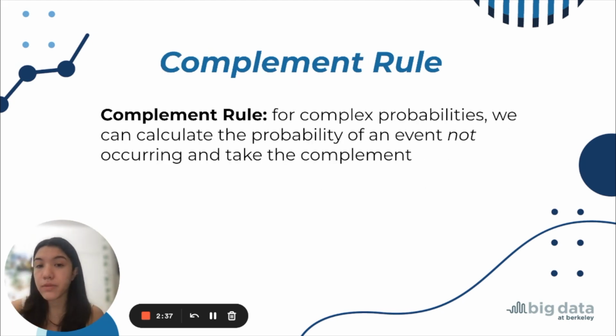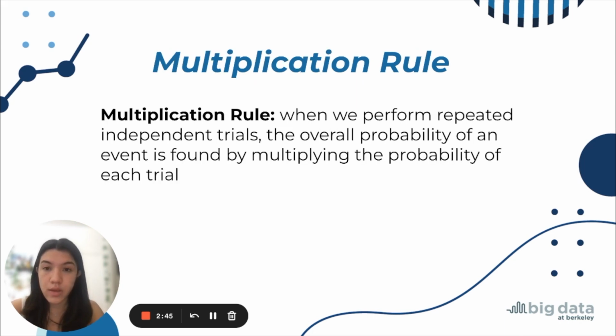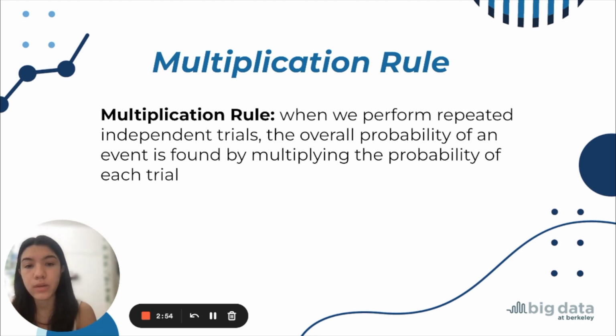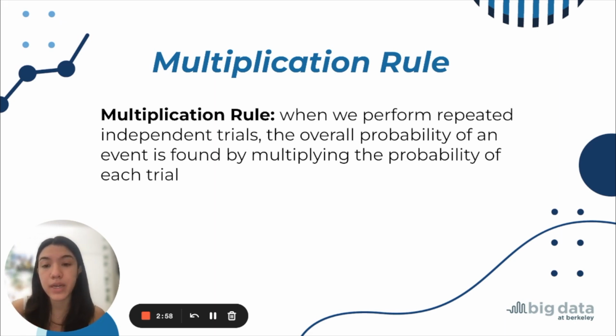We can also use the complement rule. For complex probabilities, we can calculate the probability of an event not occurring and take the complement. Finally, we can use the multiplication rule. When we perform repeated independent trials, the overall probability of an event is found by multiplying the probability of each trial. So all of these 3 rules are great to keep in mind when calculating the probability of an event and are great strategies to find and simplify computations.